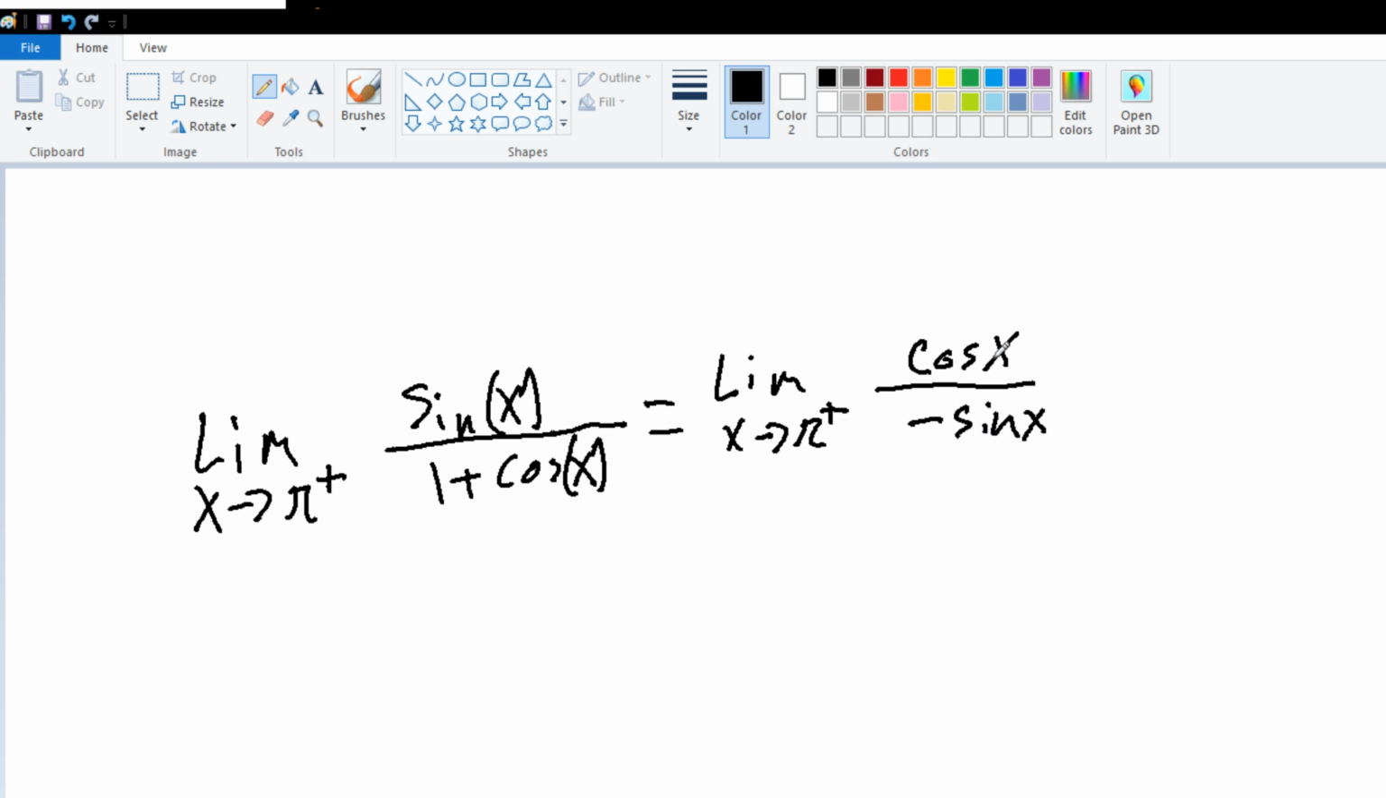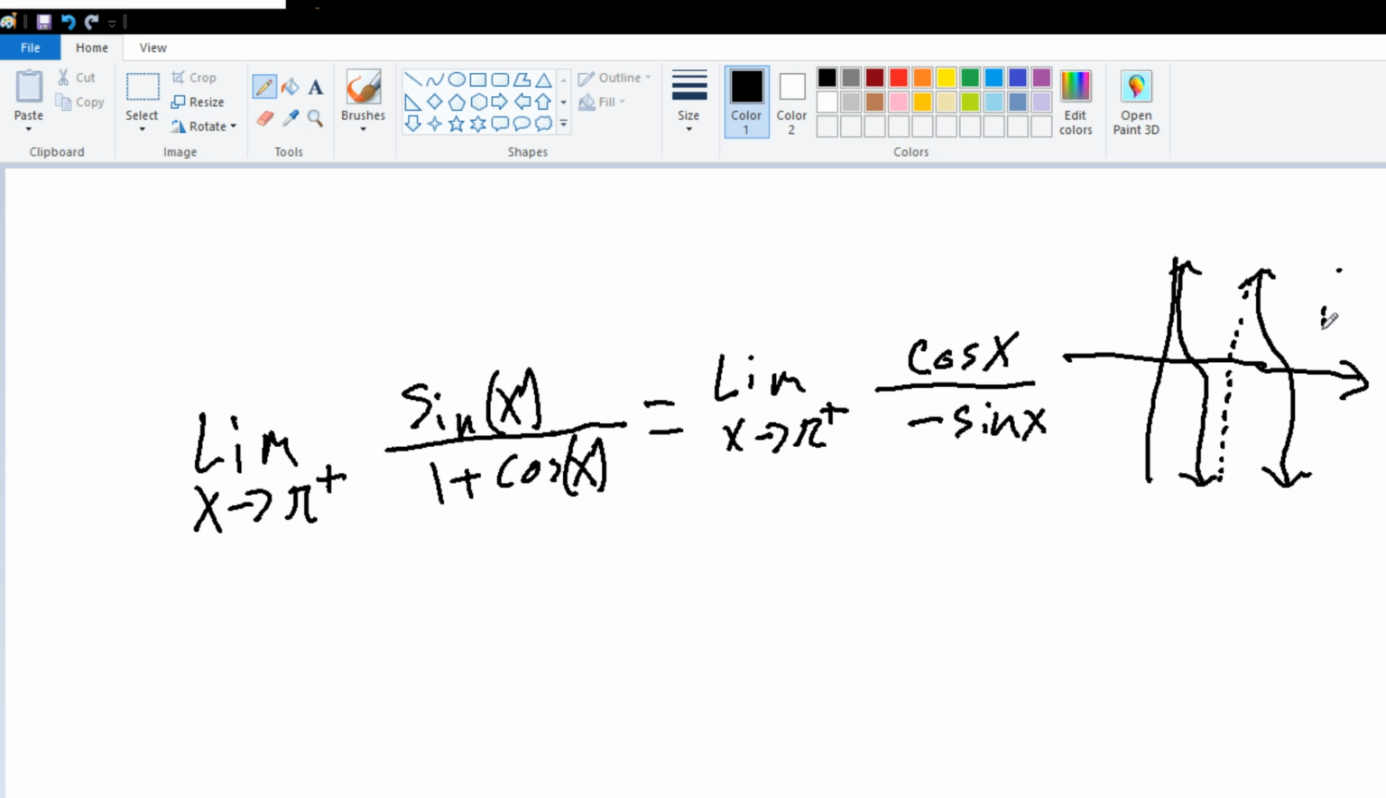This is the cotangent graph. If we remember that cotangent has an asymptote at pi and goes down like this. This is our cotangent graph. So this is what I'd like to call finding the limit by graph. Notice that if we're coming from the right side, we're starting here and we're going up to positive infinity. So this limit is equal to infinity.